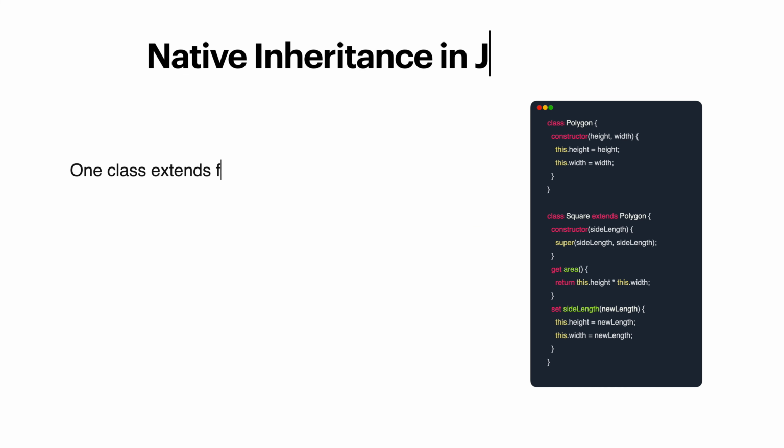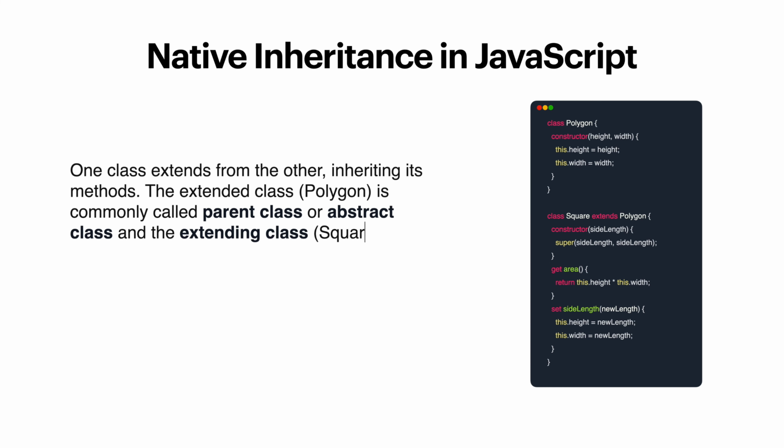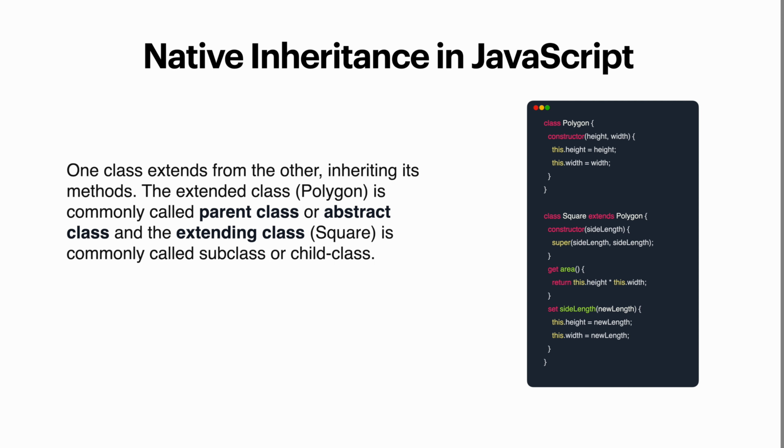One class extends from the other, inheriting its methods. The extended class, polygon, is commonly called parent class or abstract class, and the extending class, square, is commonly called subclass or child class.